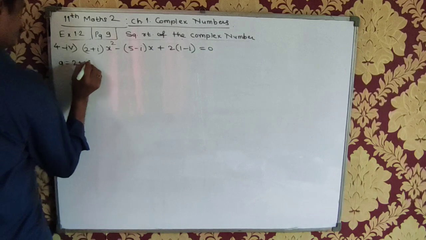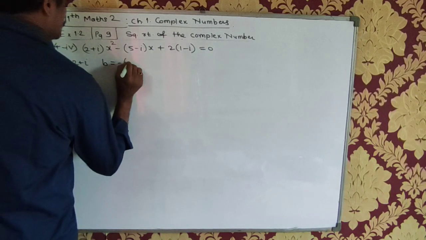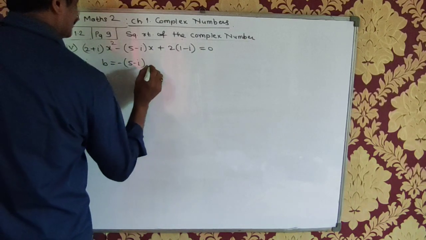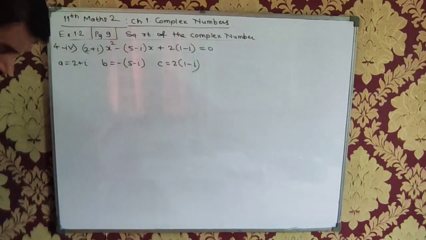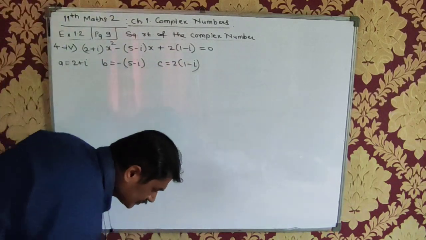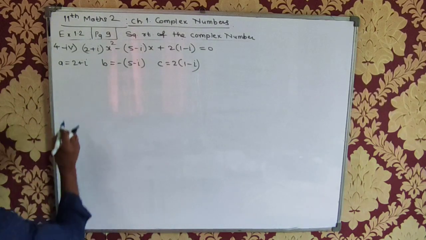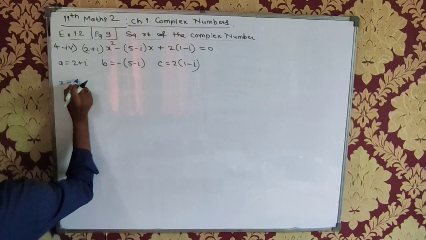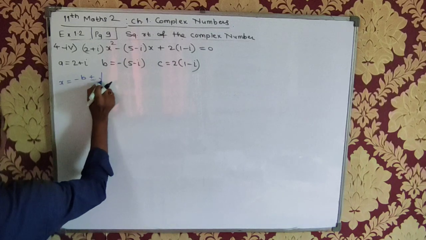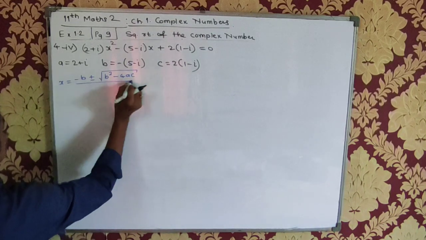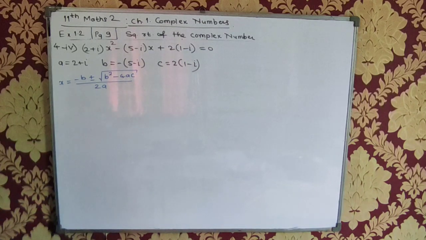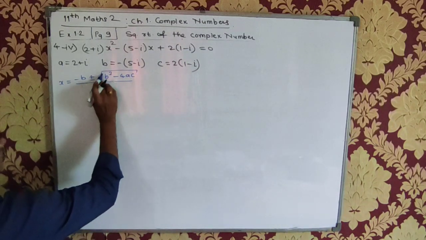a is equal to 2 plus i, b is equal to minus 5 minus i, and c is equal to 2 times (1 minus i). Agree? Yes. Okay. So x is equal to minus b plus or minus square root of b square minus 4ac upon 2a. I'll calculate this separately.